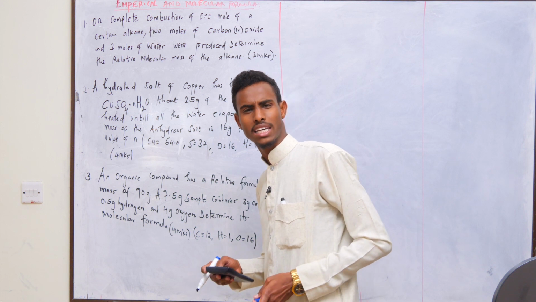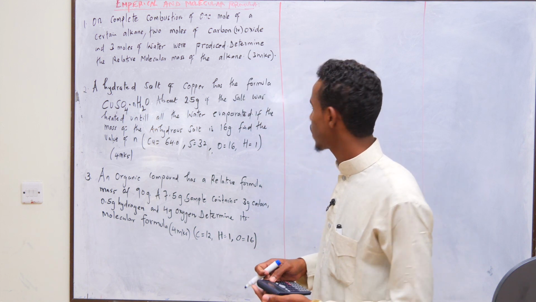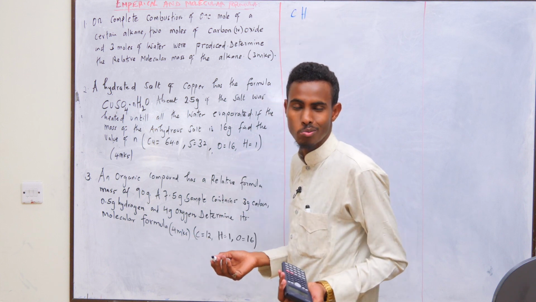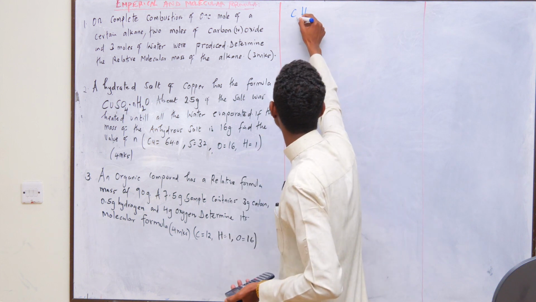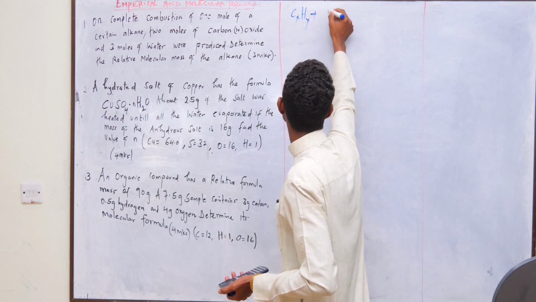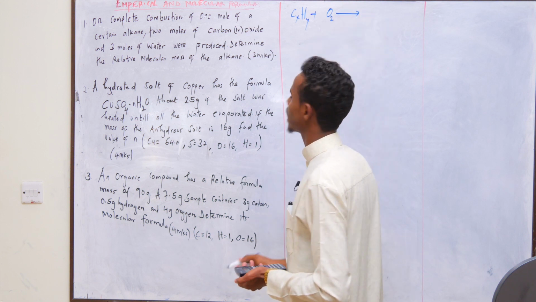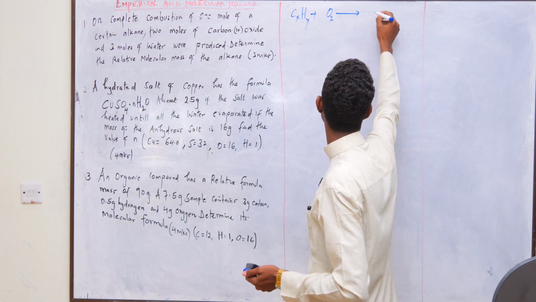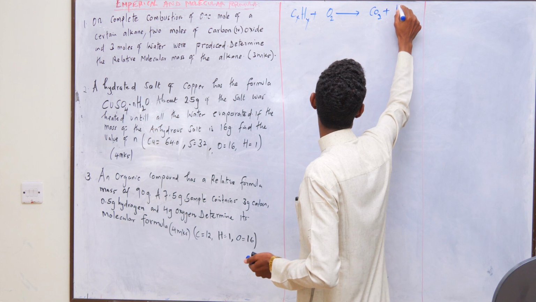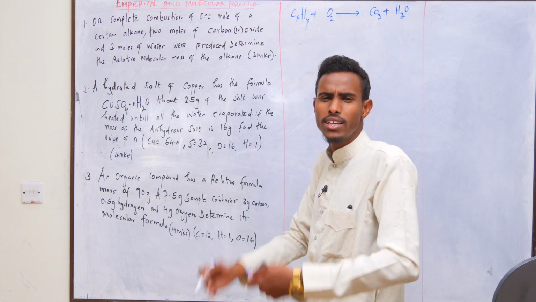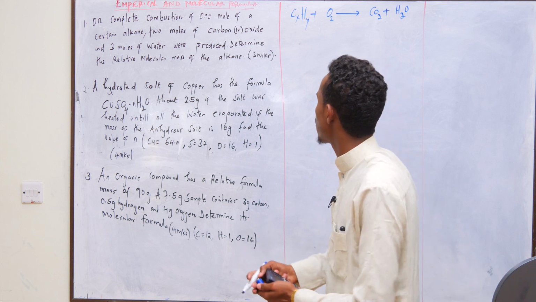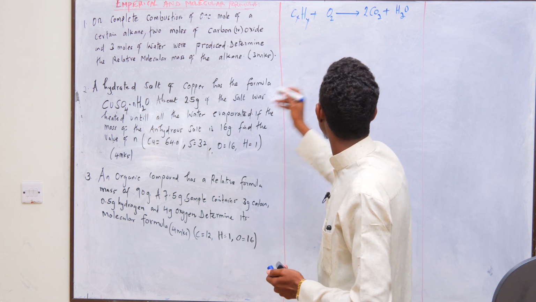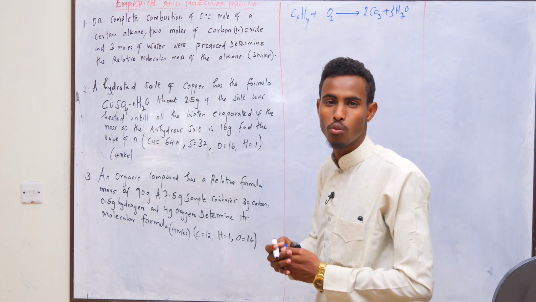We are told on complete combustion of a certain alkane. An alkane is made up of carbon and hydrogen. We don't know the number of carbon atoms or hydrogen atoms, so we write CxHy plus oxygen gas. When an alkane burns in air, it produces carbon dioxide plus water. We were given further information: 2 moles of carbon dioxide and 3 moles of water were produced.